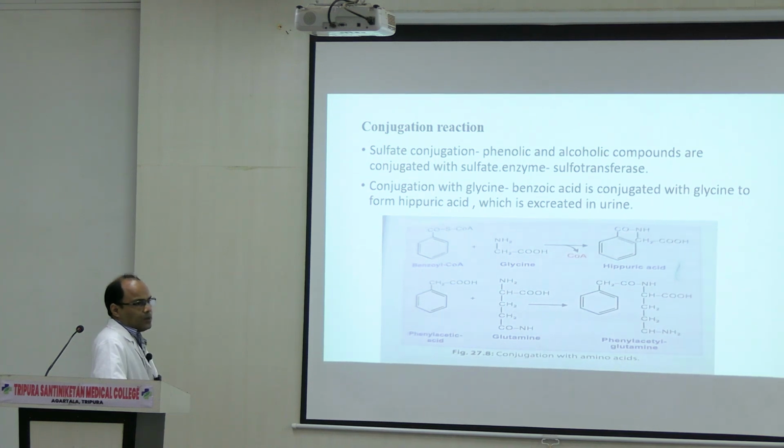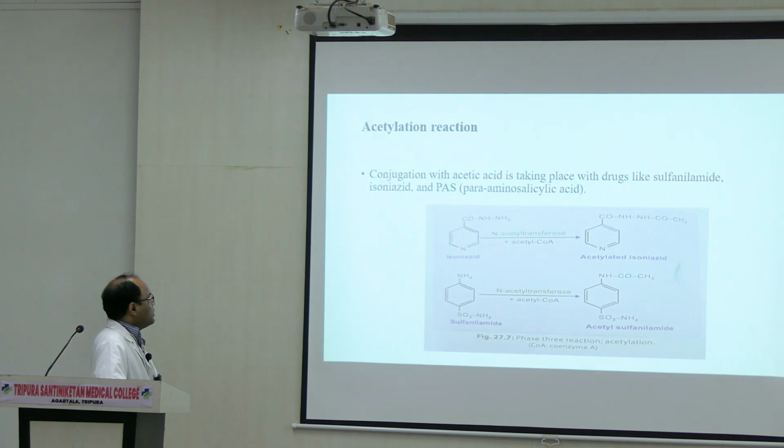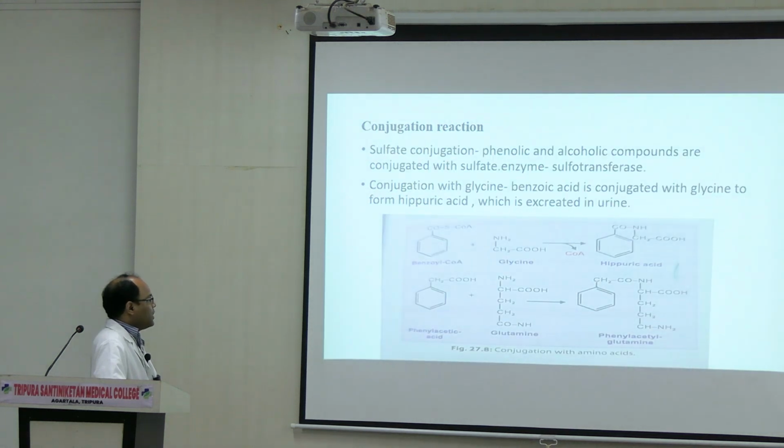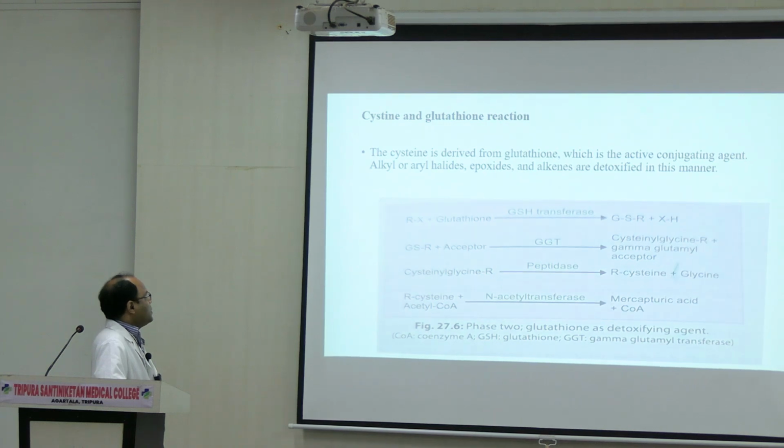Okay. First one is acetylation reaction. Next is methylation reaction. You have to write one example. Next is conjugation reaction. Okay. Next comes cysteine and glutathione reaction.